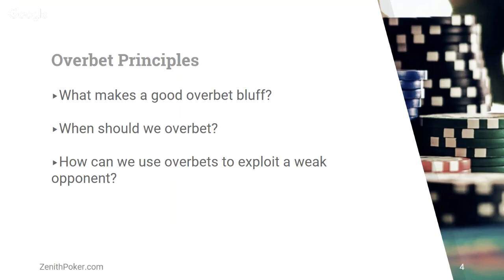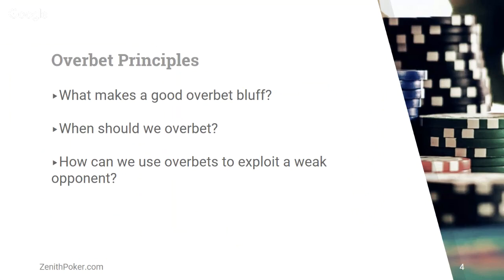Yep, so that's exactly right. When we're the out of position caller, or even if we're the RFI, spots where the in position player elects not to bet, and then the turn comes essentially a brick for their range, we can use overbets with our nutted hands against them. So that's definitely a spot. The overbet turn probe is one of the spots that we're going to discuss.